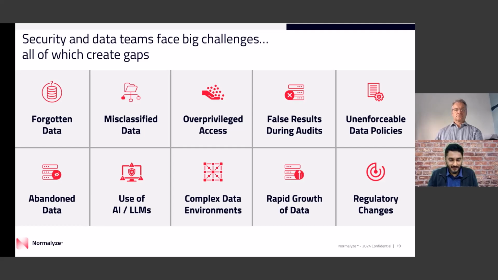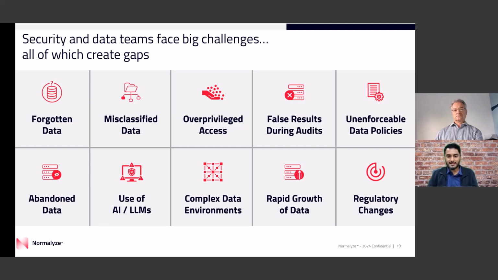There is abandoned data that you have to go and discover. There is data that they think is PII or not PII, or maybe not intellectual property, but happens to be the other way around. So it's misclassified. How do you go and efficiently reclassify to get a more accurate view of all of that?